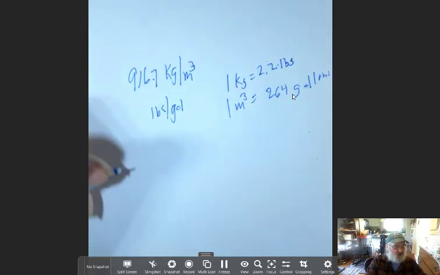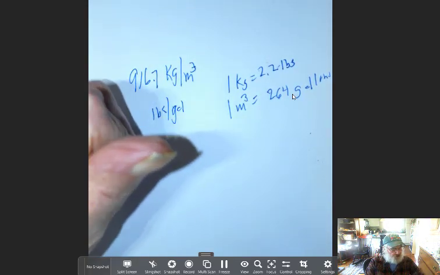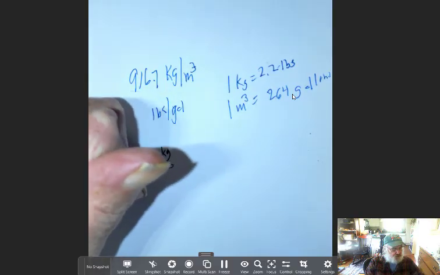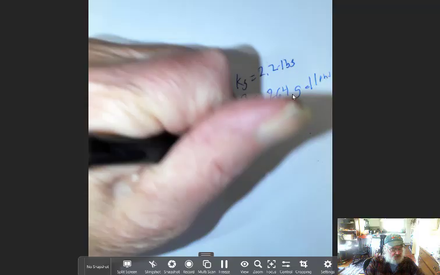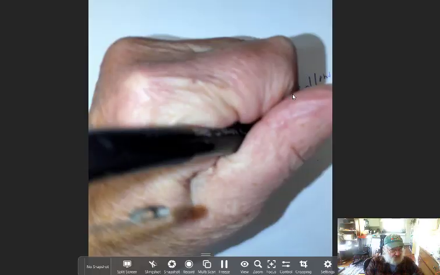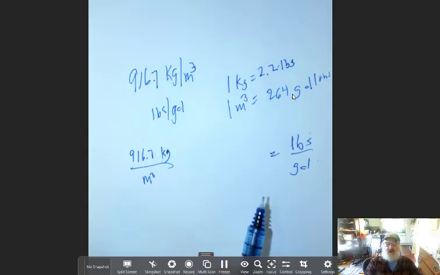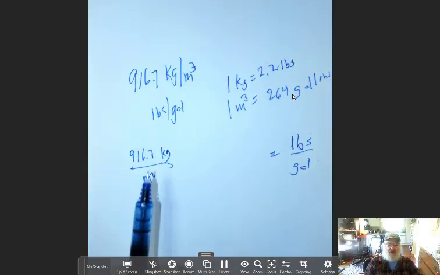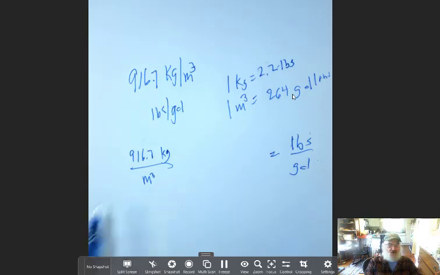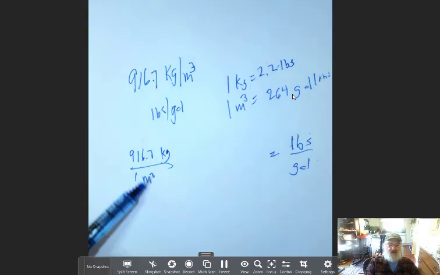So we're going to start with what we know, which is 916.7 kilograms per meter cubed, and we want to get to pounds per gallon, lbs per gallon. This is typical of a test question too, by the way. So you got to understand that that's 1 meter cubed, right? Like if you pay $3.20 per gallon of gasoline, you know that's 1 gallon. Same type of idea here.